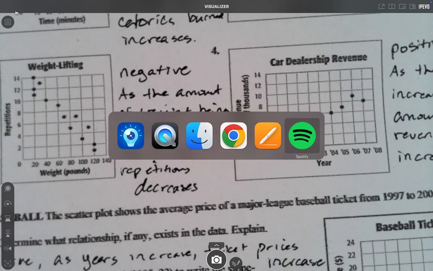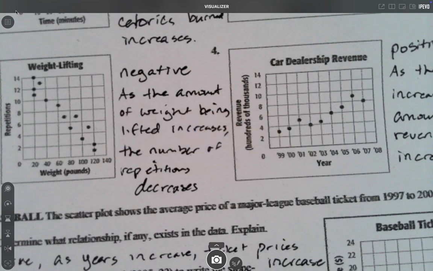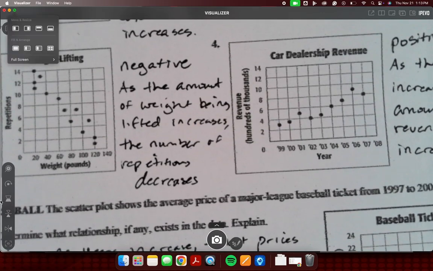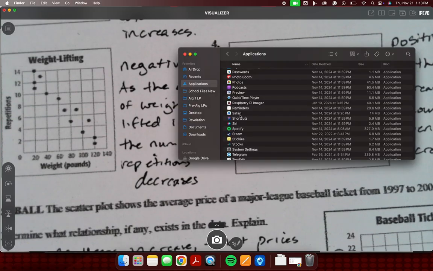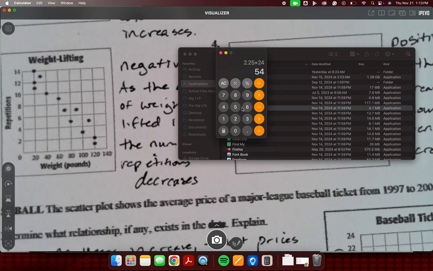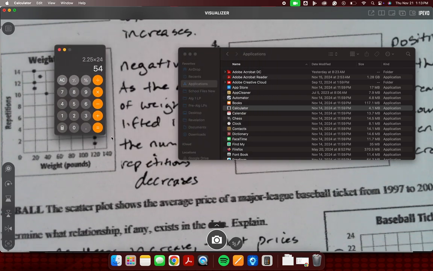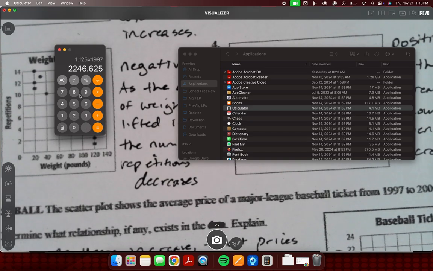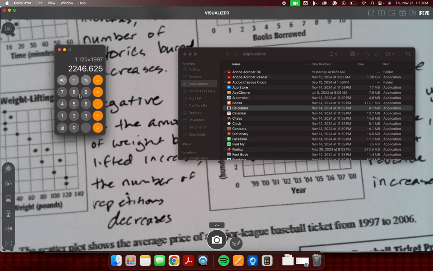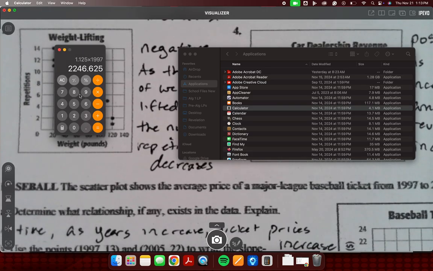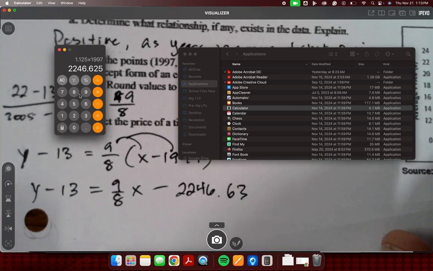Oh, I don't have a calculator up right now. One moment. Thought I did. Calculator. Here we go. Oh, it's so big. Oh well. So 9 over 8 times 1997. Okay, and they said round to the nearest hundredth, so we'll say 2246.63. Okay, so there it is. You can see it behind there.